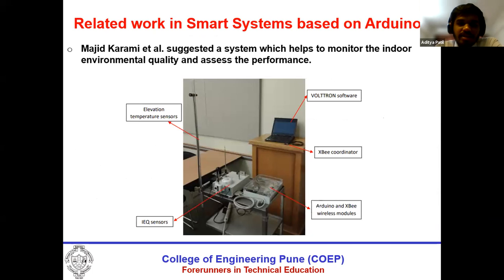Majid Karami and his co-author suggested a system which helps to monitor the indoor environmental quality and assess the performance of the indoor surroundings. The major parameters in consideration for this experiment were temperature, carbon dioxide, and VOC. These parameters were monitored using a temperature sensor and a humidity sensor, which were interfaced with the Arduino Uno microcontroller and an XBee device. The communication between the Arduino and the XBee device was set up using the Zigbee software, and the software program Voltron was used for the analysis of the collected data. Here we can see the data acquisition system.